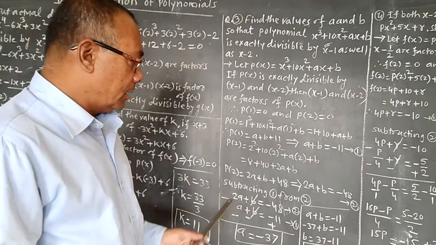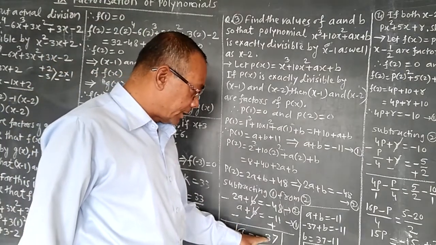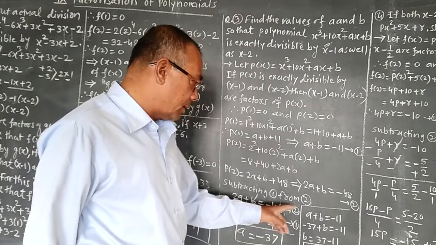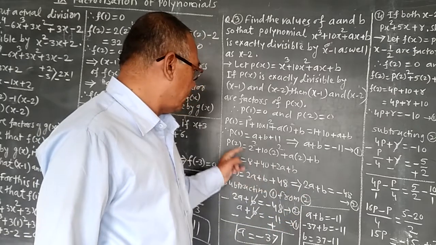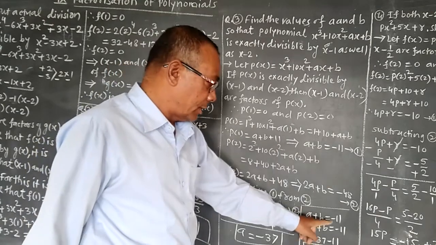Now if we substitute a is equal to minus 37 in equation number 1, that is a plus b is equal to minus 11.